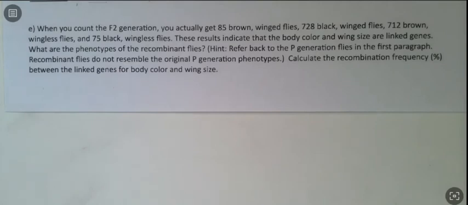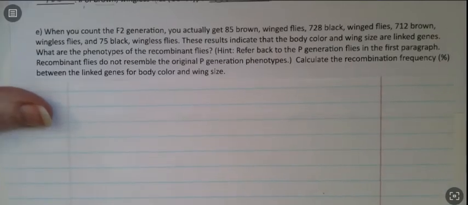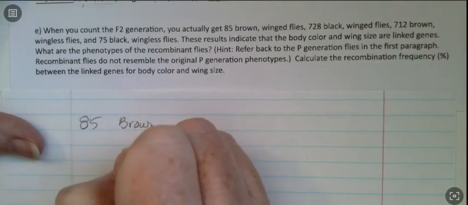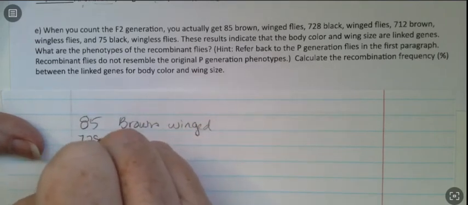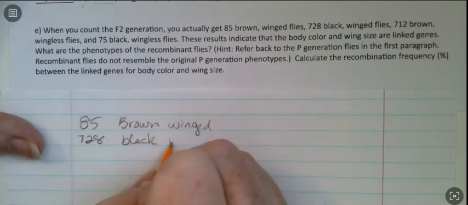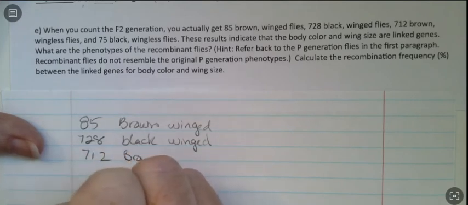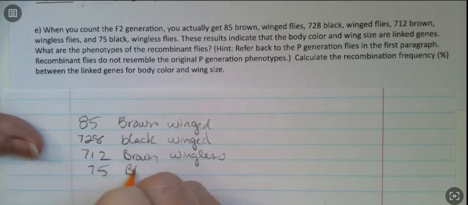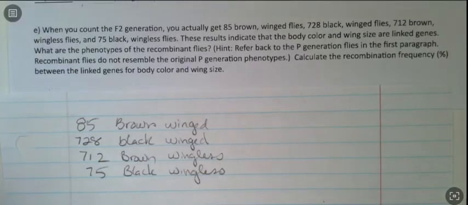That means that we want to go back to figuring out our frequency. So we know that we have 85 brown winged, 728 black winged, 712 brown wingless, and 75 black wingless. We can look back at the first part where it talked about our P generation.